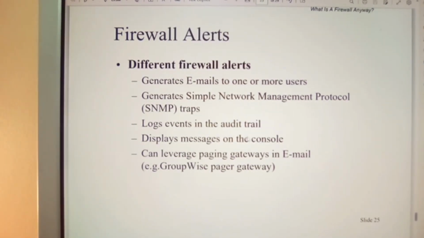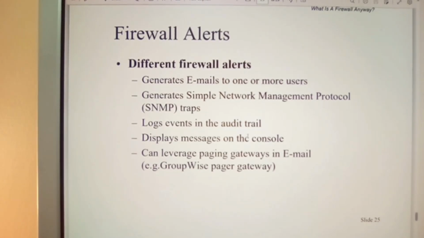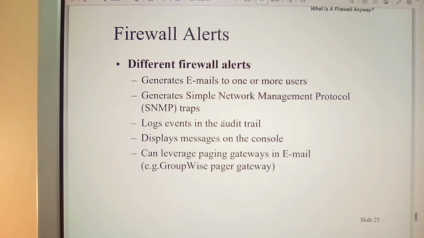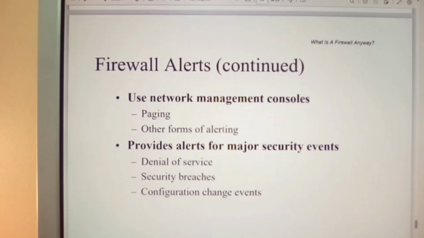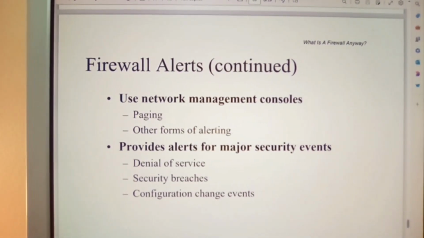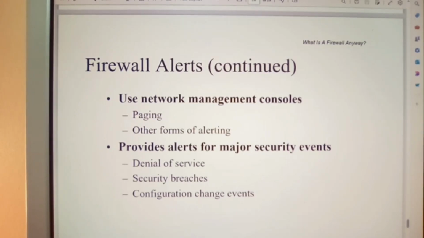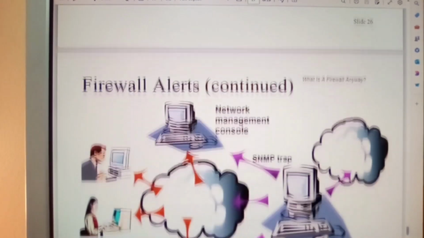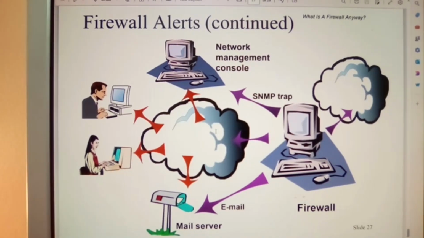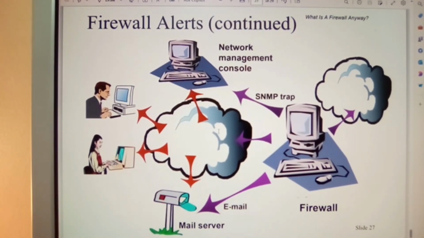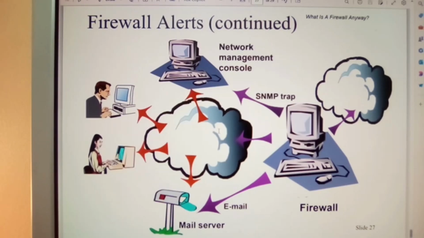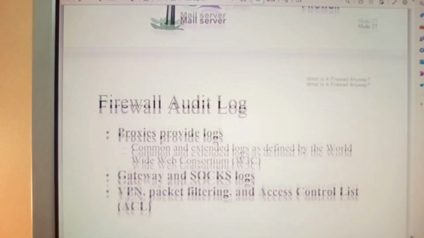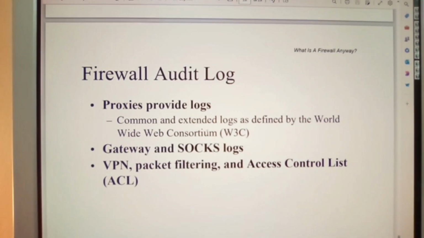Different firewall alerts: generates emails to one or more users, generates simple network alerts, logs events in the audit trail, displays messages, etc. Use network control management to provide alerts for major security events. Firewall alert, continued: network management console. You have a console which manages the whole system and can see what other people are doing. And you have a firewall audit log.